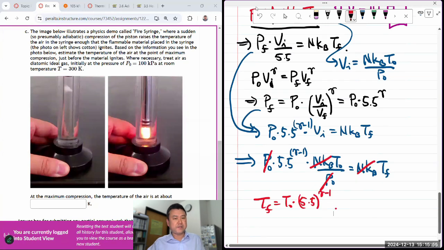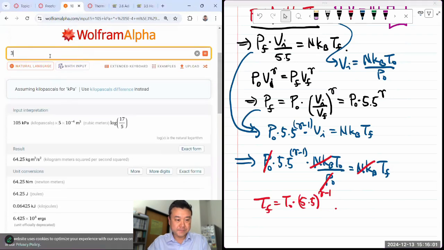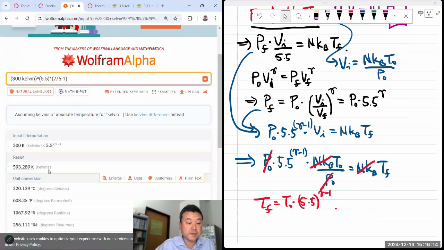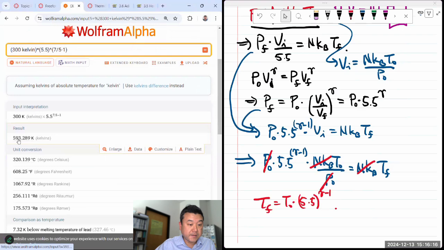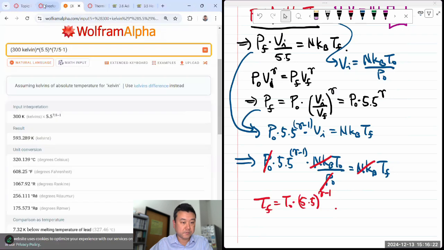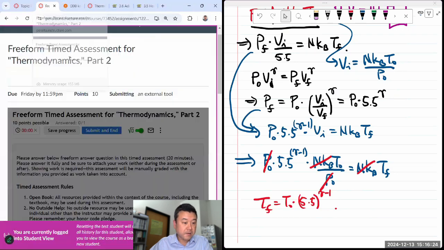This might have been derived in the textbook. So, okay, let's do this. 300 Kelvin times 5.5 raised to the power of 7 over 5 minus 1. That should be 593 Kelvin. Yeah, that's hot enough to ignite paper or cotton or whatever combustible material.